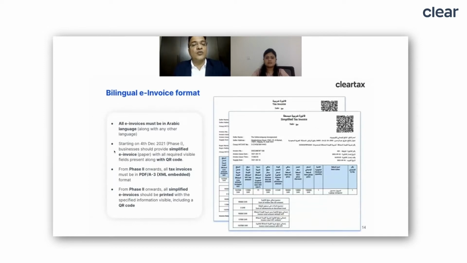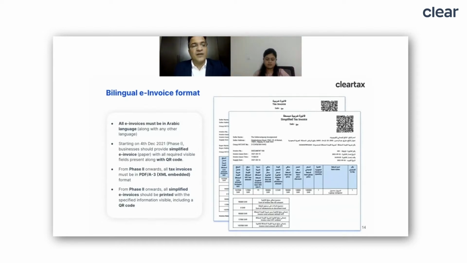Starting on 4th December 2021, that is Phase 1 itself, businesses should provide a simplified e-invoice with all required fields visible, along with a QR code. For Phase 2 onwards, all tax invoices must be in PDF/A-3 with embedded XML format. And from Phase 2 onwards, all simplified e-invoices should be printed with specific QR code details.